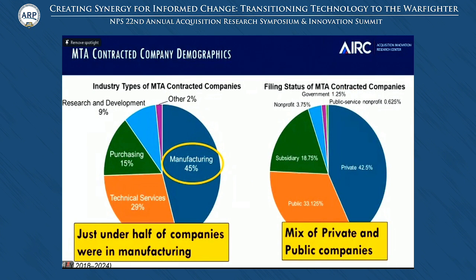And then when you look at the demographics in terms of what the companies that were being contracted do, you'll see that just under half are manufacturing companies, and then about 30% were technical services companies, and then purchasing, and then some other, R&D. But then in terms of private and public companies, about 75% of the companies were either private or public, with private being about 10% higher. Okay, go down to the next slide, please.